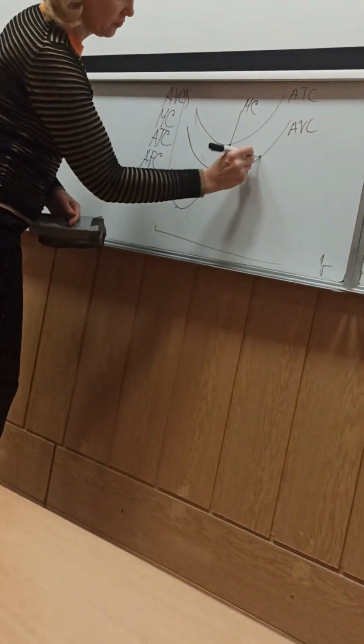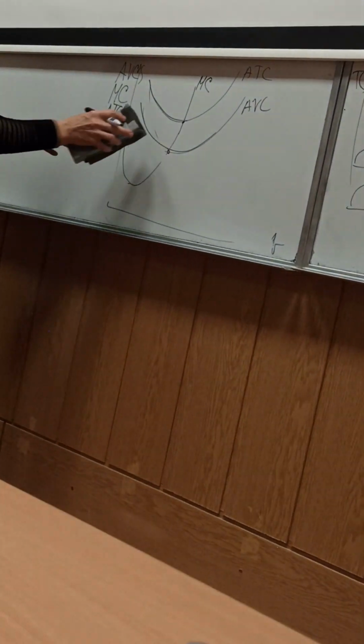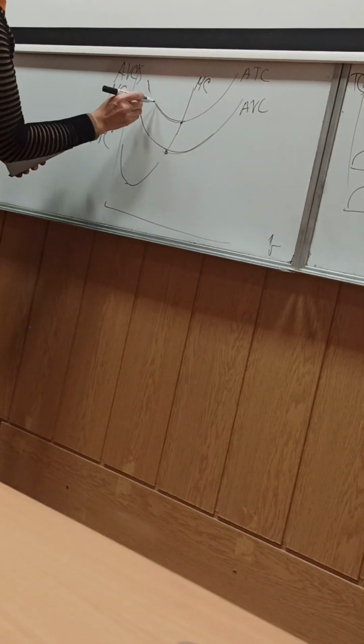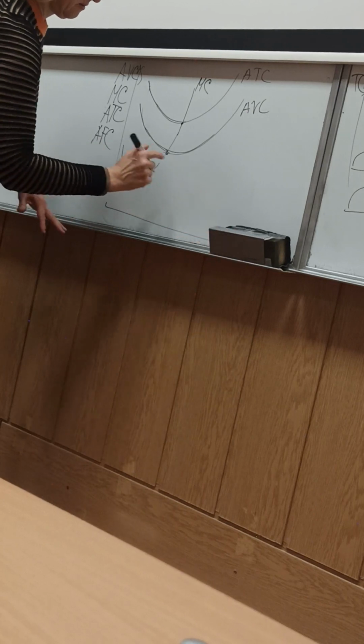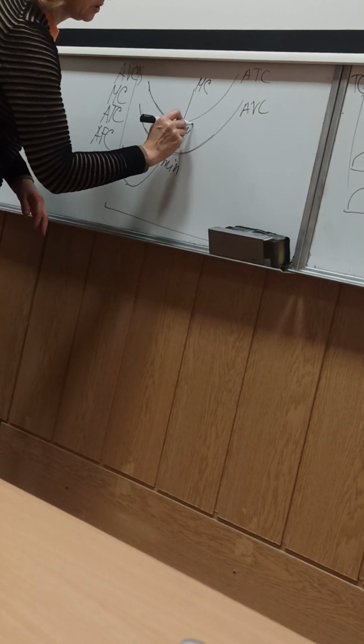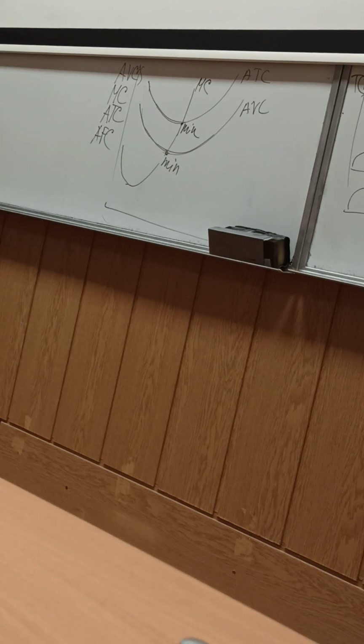Okay. Should I really describe why the average fixed cost should decline? It's not very important for us now. Most important for us is this one. This is the minimum. Marginal cost пересекается с точкой минимума.